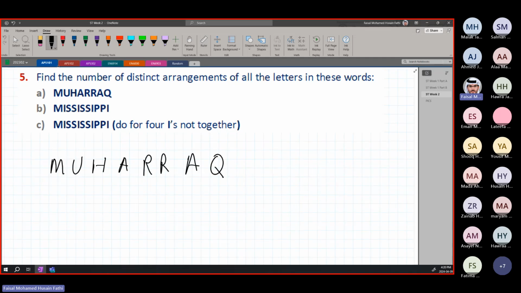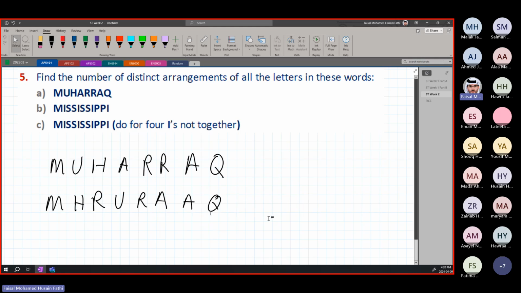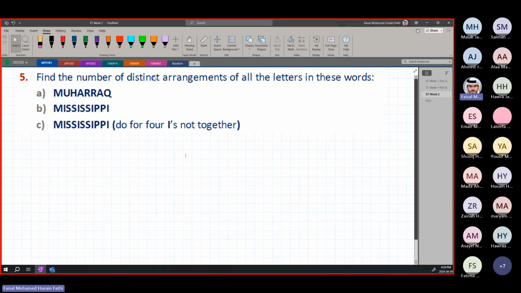M-U-H-A-R-R-A-Q. Then another way would be, for example, saying M-H-R-U-R-A-A-Q. So using the same letters, we are just rearranging it. So they want to know how many different ways, how many distinct arrangements are there. So we need to go again step by step.